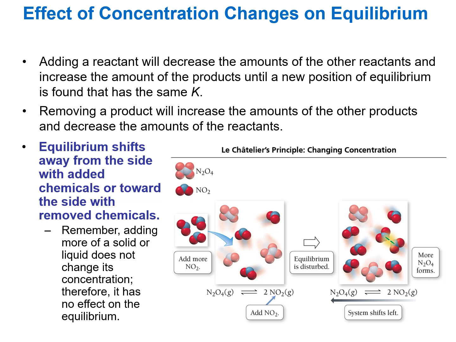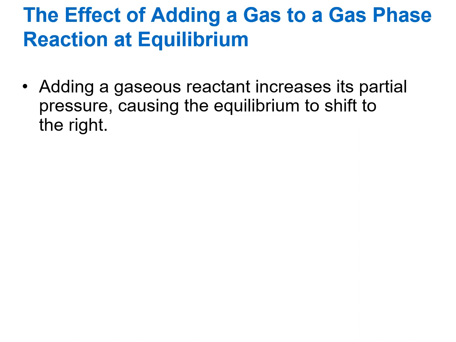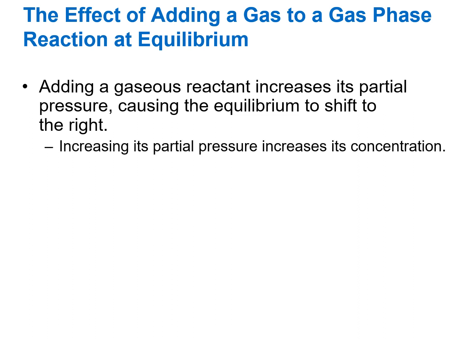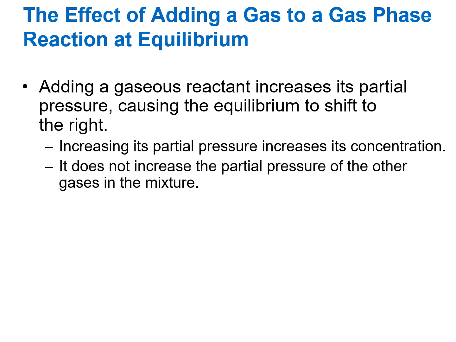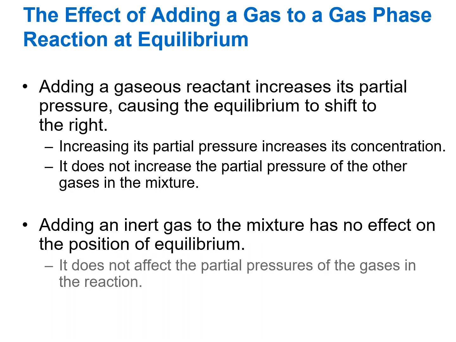So remember, adding more of a solid or liquid does not change its concentration. Therefore, it's not going to actually have an effect on the equilibrium. We're only looking at the gases. So adding a gaseous reactant is going to increase its partial pressure, causing the equilibrium to shift to the right. Now, increasing its partial pressure will also increase its concentration, but it doesn't increase the partial pressure of the other gases in the mixture. Now, what if we added an inert gas to the mix? Well, it's not going to have any effect on the position of equilibrium because it doesn't affect the partial pressures of the other gases in the reaction. So an inert gas has no effect, kind of like a liquid or a solid.